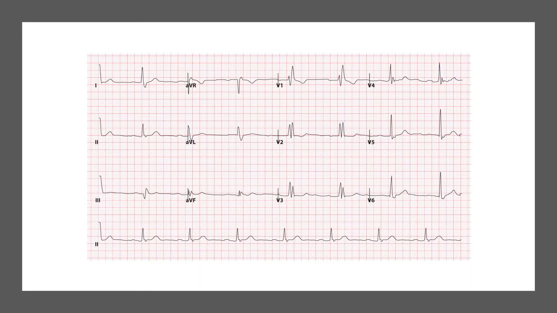Okay, here's another example. Go ahead, pause the video if you don't want me to give away the answer too quickly. You have an upright QRS in V1 with an R and an R prime, and a downward T wave. All the precordials are positive. V6 is positive and wide with a slurred S wave, classic right bundle branch.